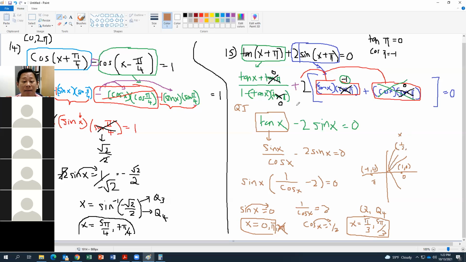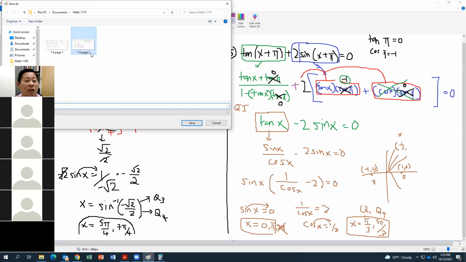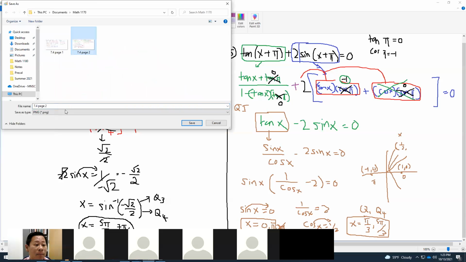So class, your homework for next week is section 7.4. They will have some solving equations like what you did here and proving identities. That means your test 2 does have solving equations and proving identities again. So this is the end of 7.4, so we're going to stop today's class. If you have any questions, please let me know or stay after class.